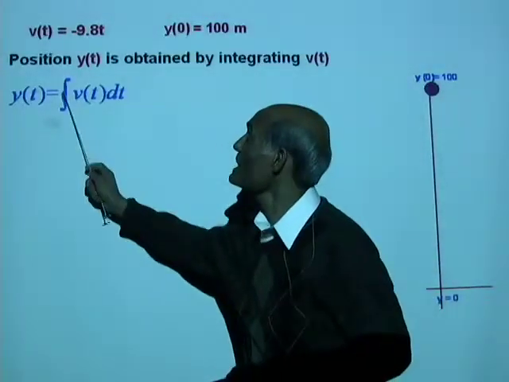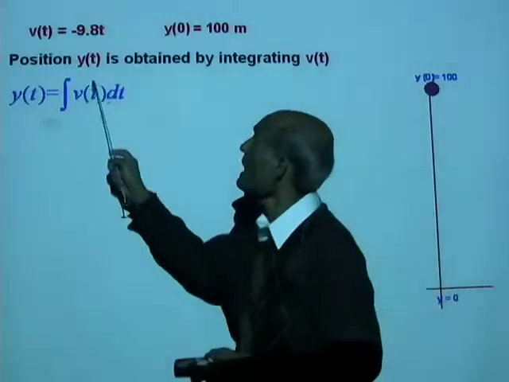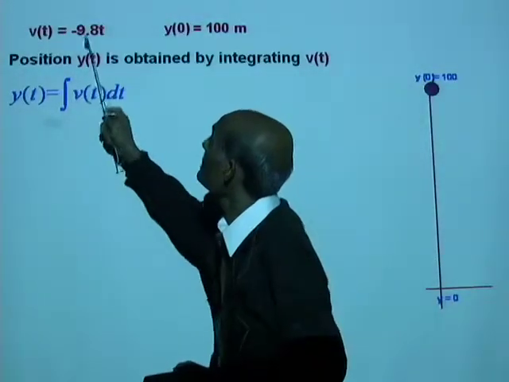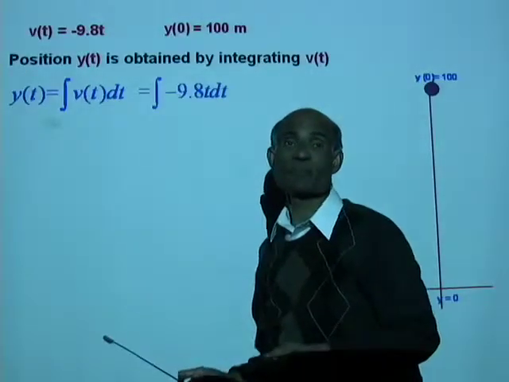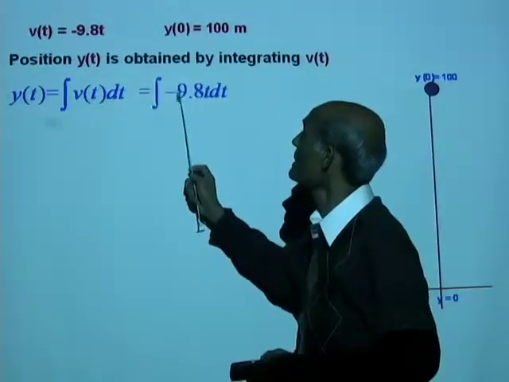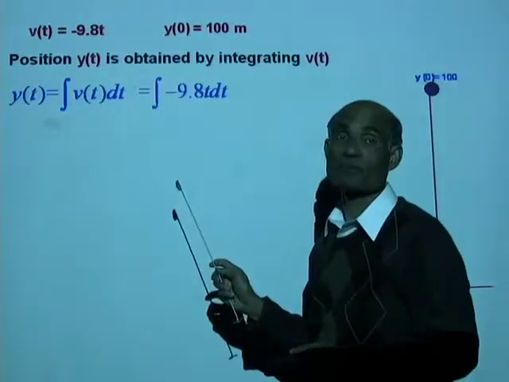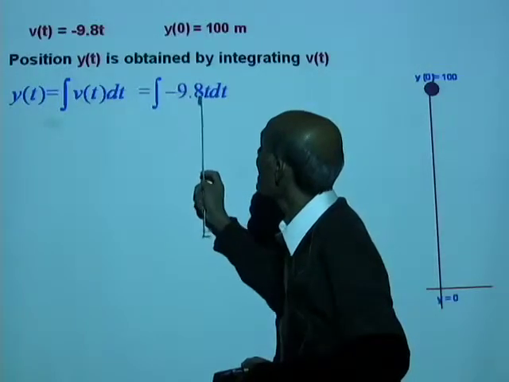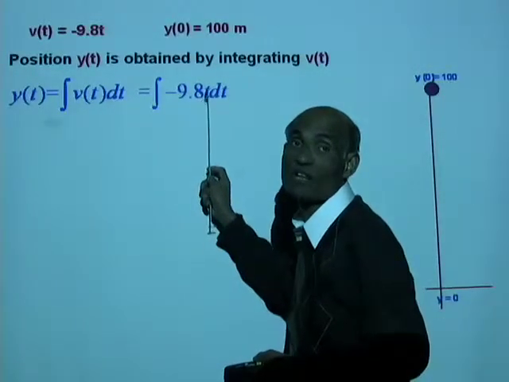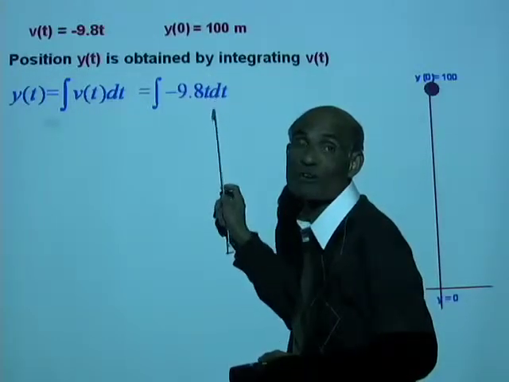y of t is the integral of v of t dt. And replace this v of t by this negative 9.8t. So that will be the integral of negative 9.8 t dt. Can you integrate this? This negative 9.8 is a constant, so that will not change. If you integrate t dt, it will be t squared over 2.